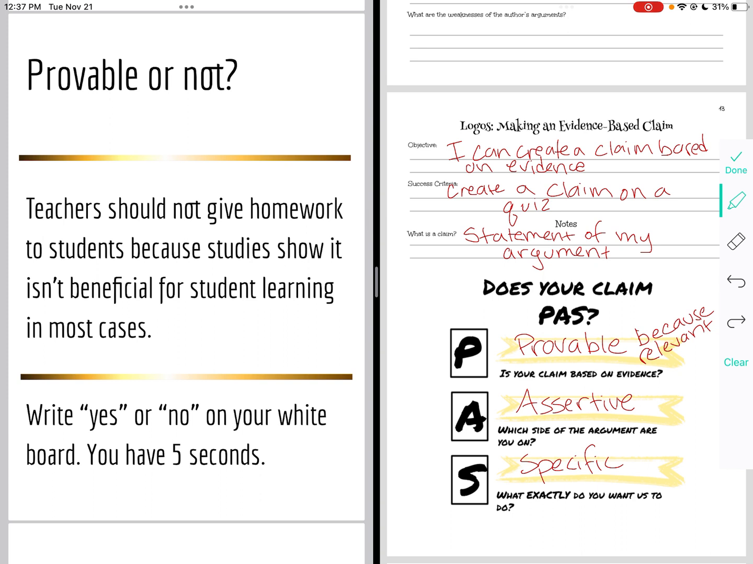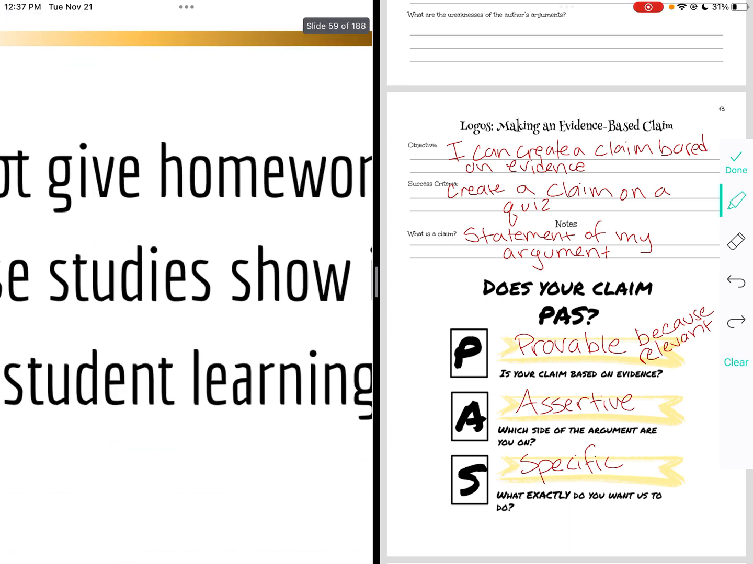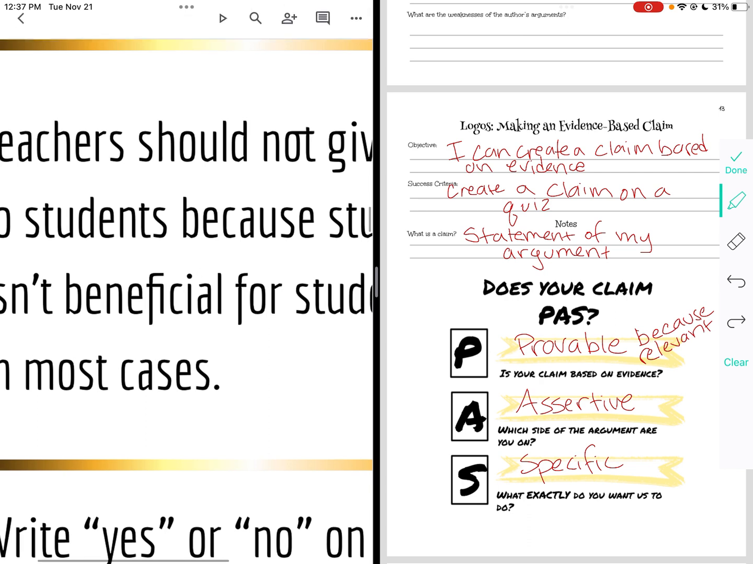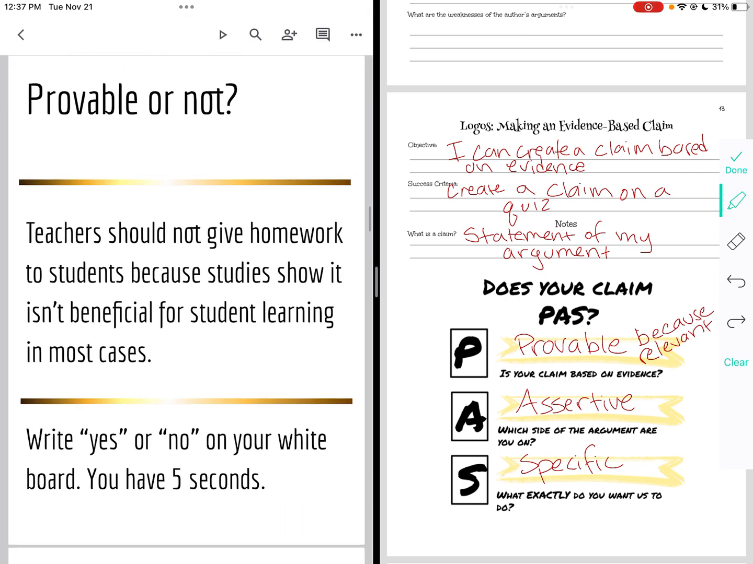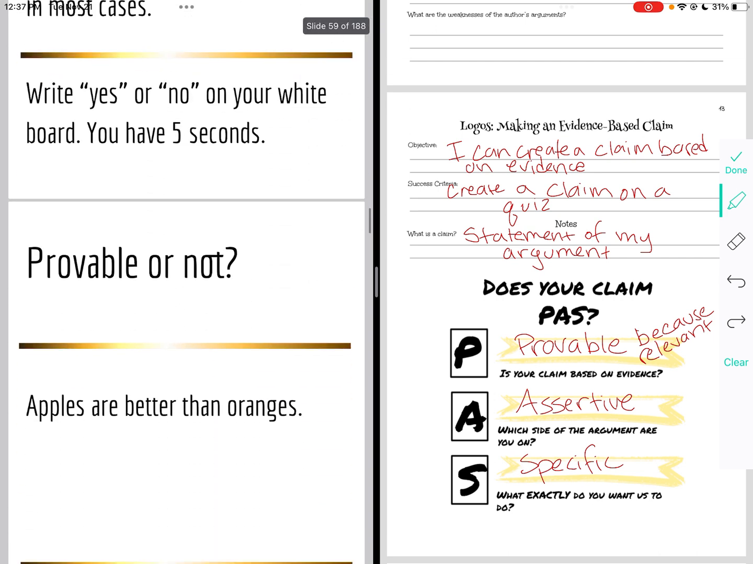Provable or not, teachers should not give homework to students because studies show it isn't beneficial for student learning in most cases. So here, what do you think? Yes or no? Provable or not? 5, 4, 3, 2, 1. If you said yes, you'd be correct because I could use studies to show that it isn't beneficial. I give students homework, I see there's no progress on them learning on the test. That shows that the homework itself was not beneficial.